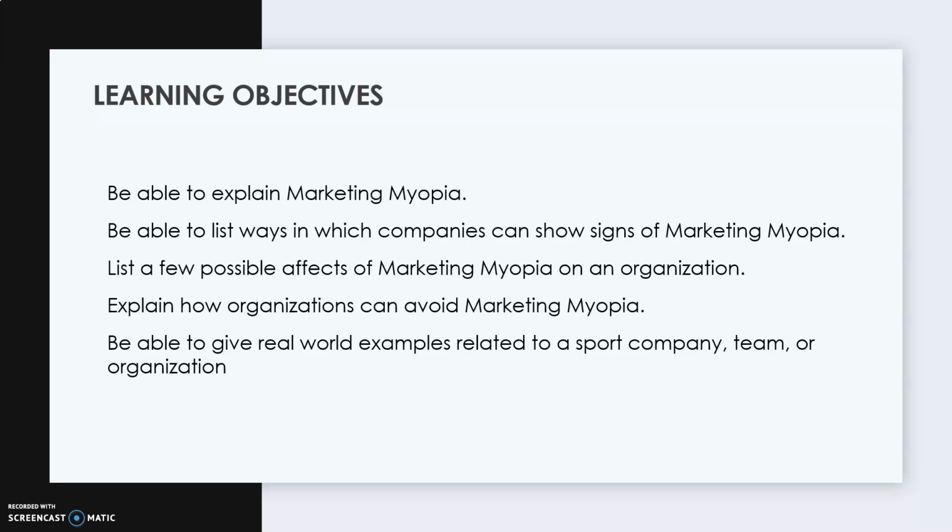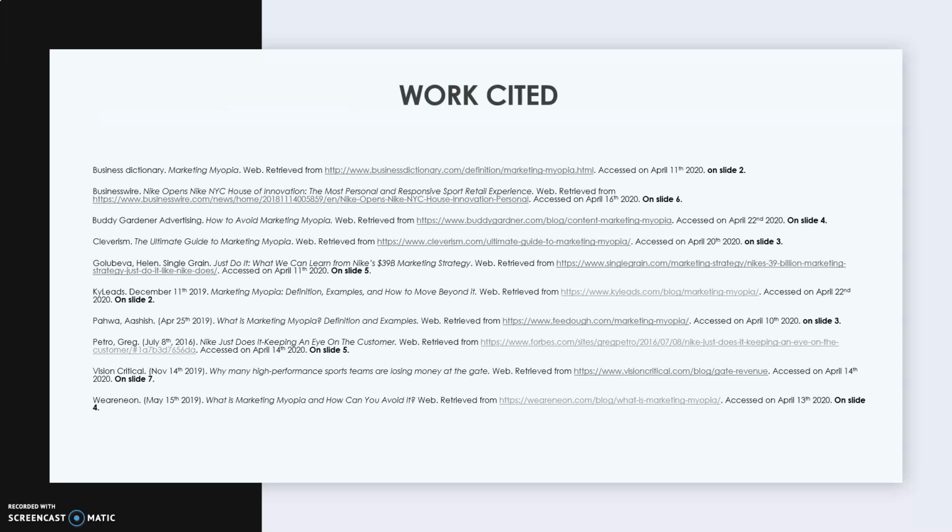Some learning objectives for marketing myopia include: be able to explain marketing myopia, be able to list ways in which companies can show signs of marketing myopia, list a few possible effects of marketing myopia on an organization, explain how organizations can avoid marketing myopia, and be able to give real-world examples related to a sport company, team, or organization.